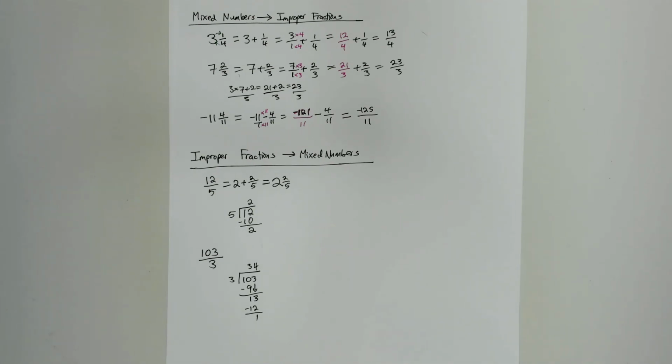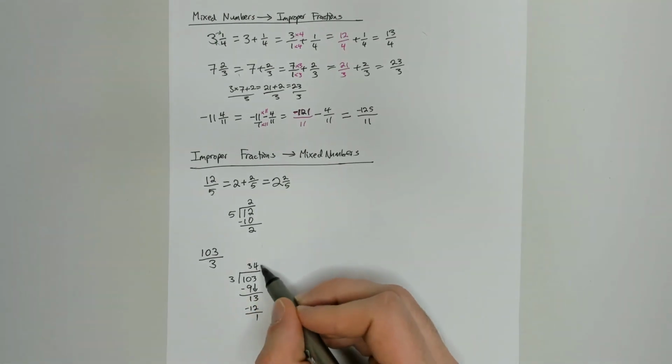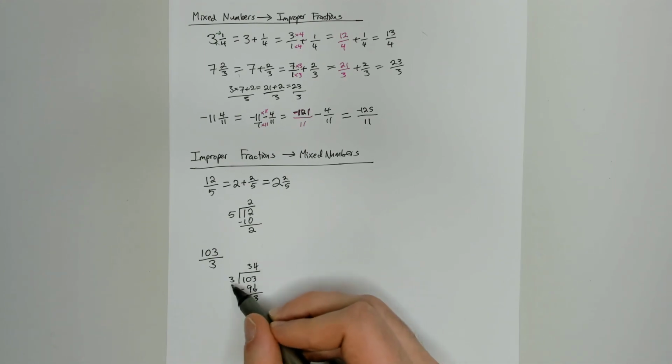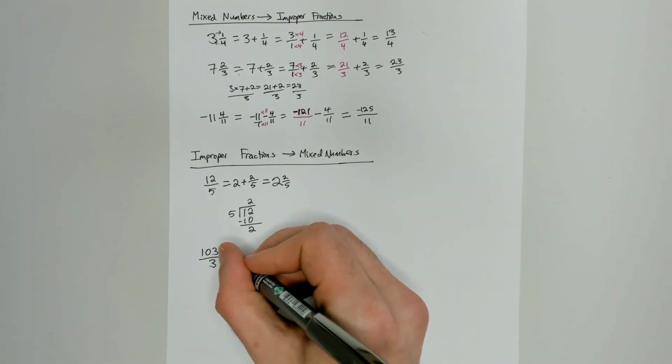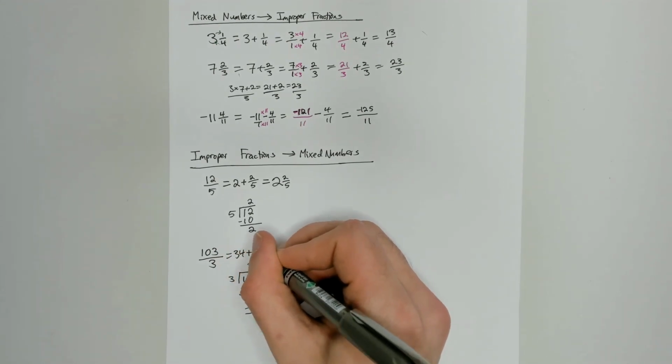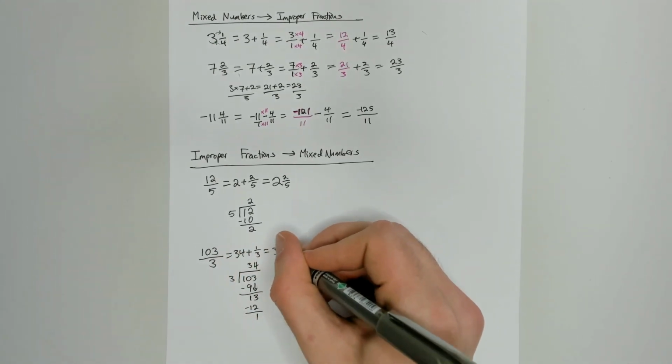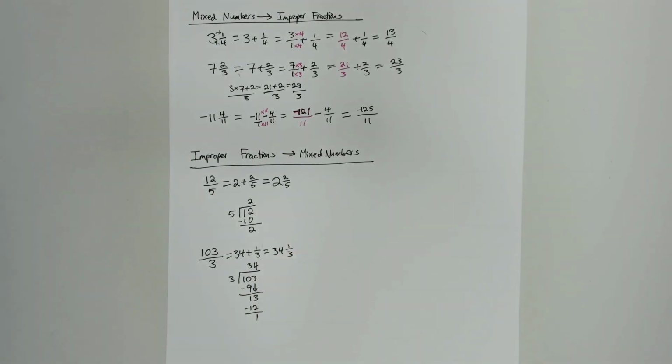So since 1 is our remainder, basically we have 34 as the whole number of times 3 can go into 103, and then there's 1/3 remaining, right? So this becomes 34 plus 1/3, which is exactly just 34 and a third as a mixed number.